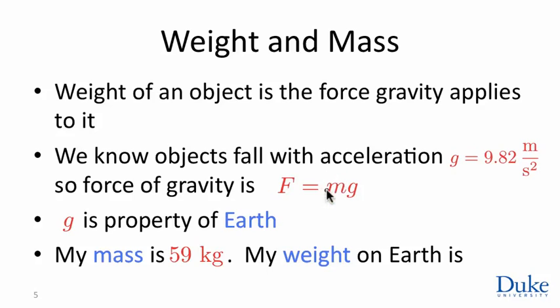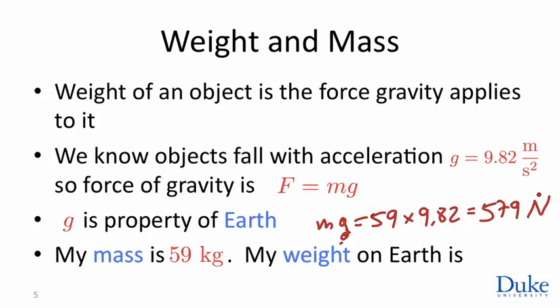m is a property of the object. g is a property of Earth. We often say that I weigh 59 kilos. A more correct statement is that my mass is 59 kilos. My weight here on Earth is mg, which is 59 kilos times 9.82 meters per second squared, or, doing the calculation, I believe I did it right, 579 kilos times meter per second squared, which is 579 newtons. My weight is 579 newtons.